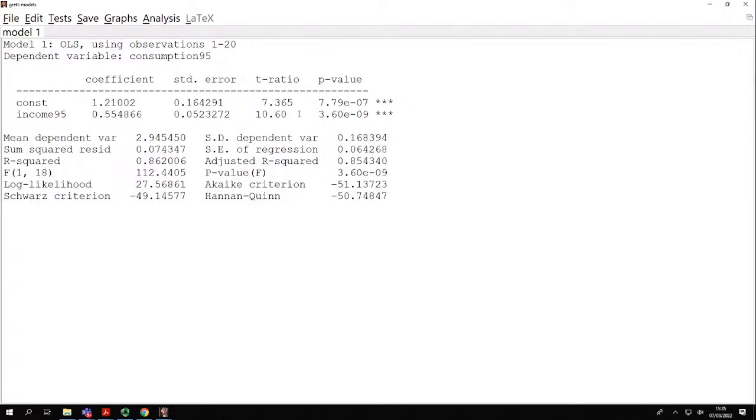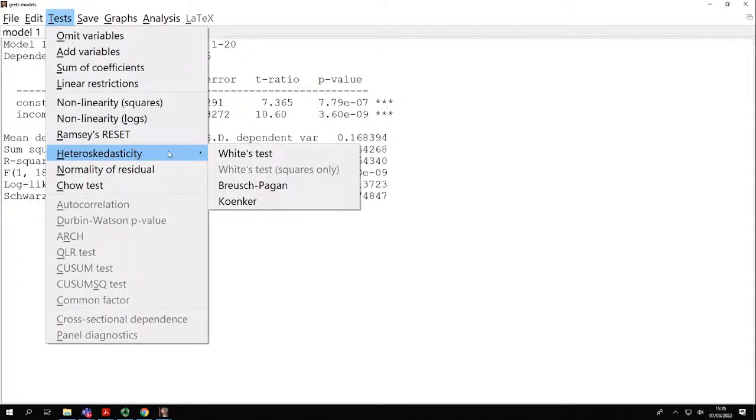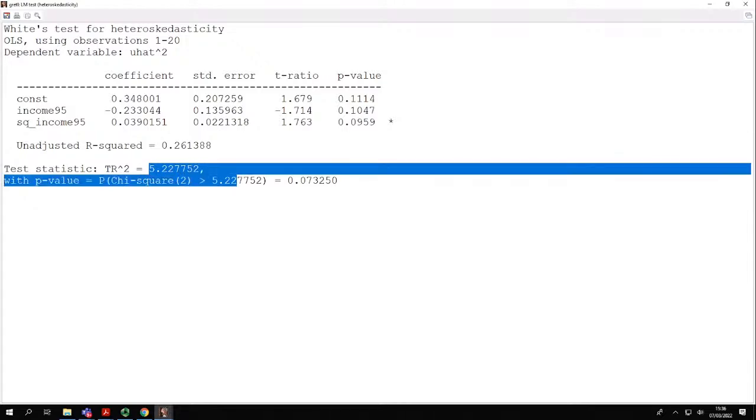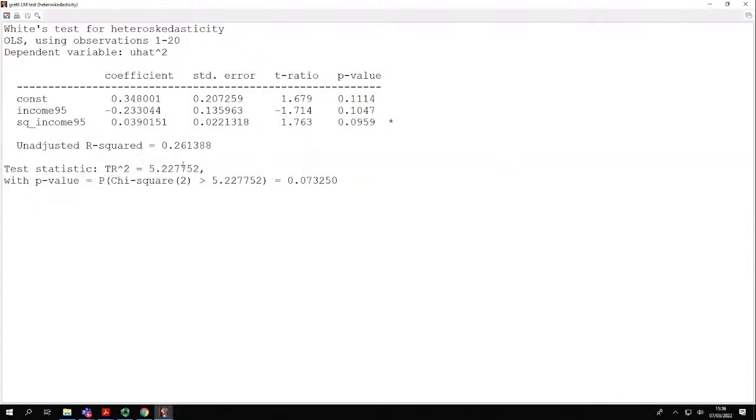Now, this is a very interesting example if you want to test hypotheses, but do we need to compute the robust standard error? We did it last time. Let's test for heteroscedasticity, White test, okay? And if you remember, we said that in this case the value of the test statistic on my sample is 5.22.